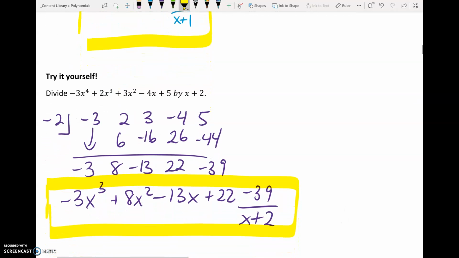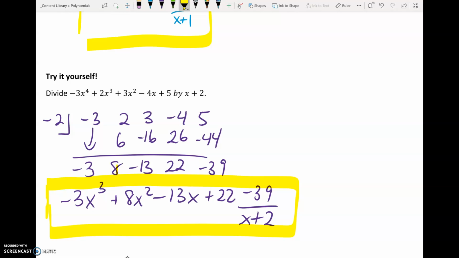All right, so here's the solution for the try it yourself. We wrote negative 2 in the corner here, and then we wrote down all the coefficients. So negative 3, 2, 3, negative 4, and 5. You bring down the first number as is. Then you multiply the negative 3 with the negative 2, which gives you 6, and you write it here. And then you combine them, which is 8. And repeat the process. 8 times negative 2 is negative 16. Combine it with the 3, which is negative 13, and so on.